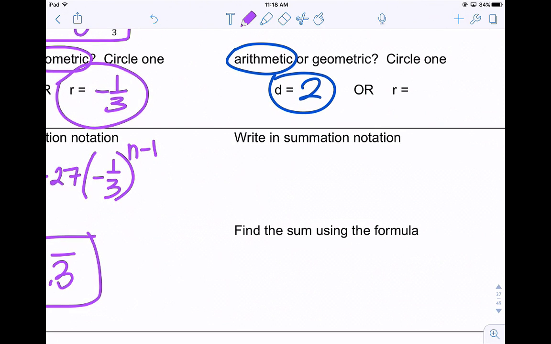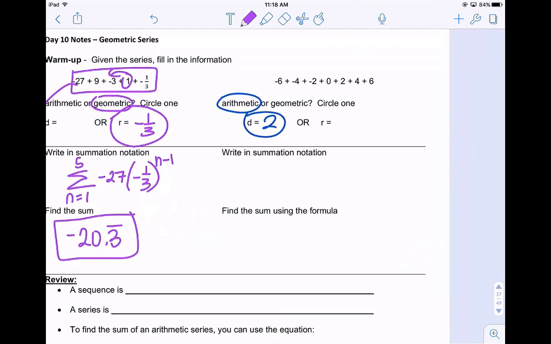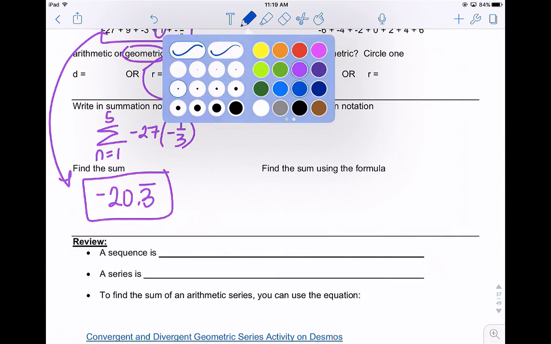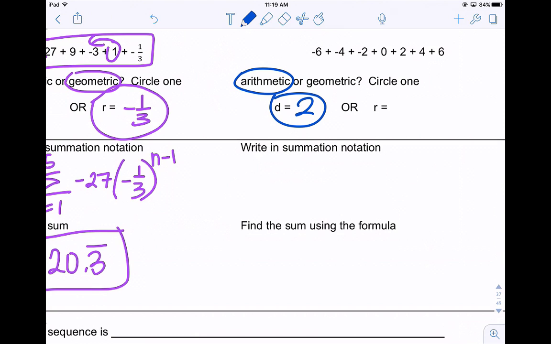Okay, write the next one in summation notation, arithmetic, okay? So for this one, it looks like 7 terms. We know the slope is adding 2 every time. The y-intercept, go backwards 2, so negative 8.